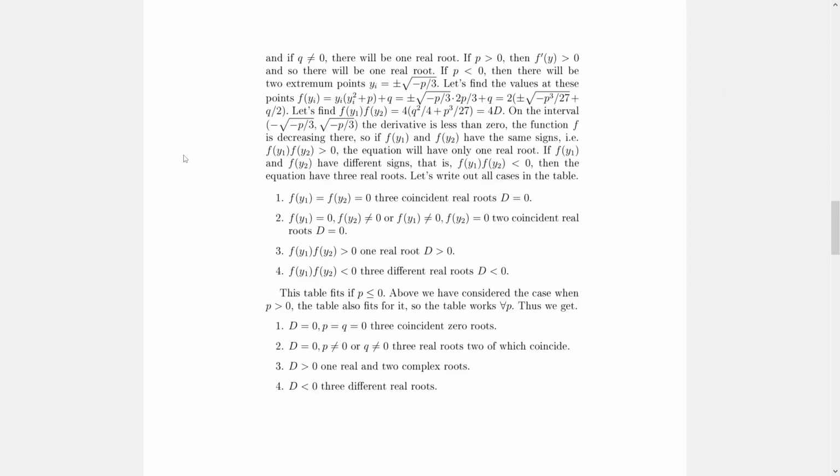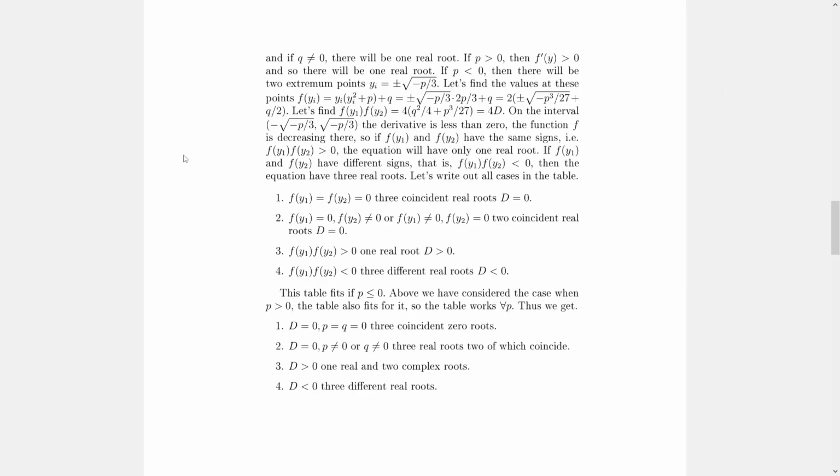And if p is less than 0, then there will be two extreme points: y equals plus or minus the square root of minus p divided by 3. Let us find the values of the function at these points. It equals 2 multiplied by plus or minus the square root of minus p cubed divided by 27, plus q divided by 2.